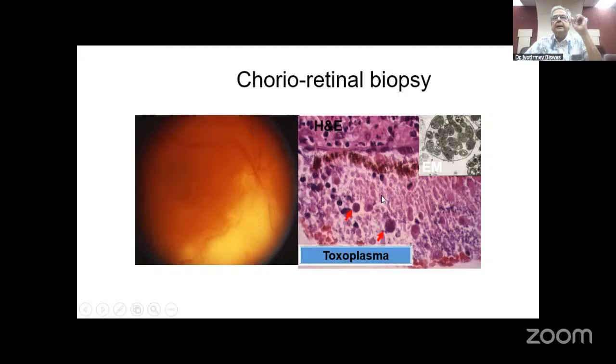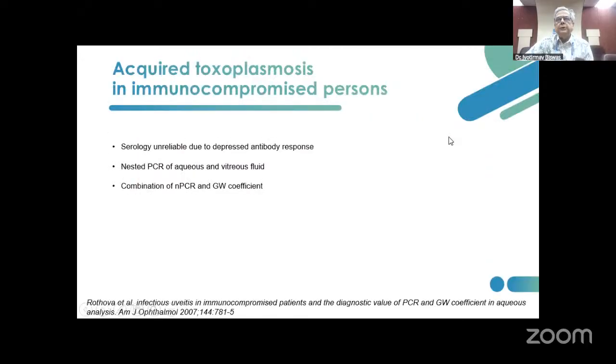That's what is taken. And I wanted to show you, being a pathologist, I can tell you this is the choroid, this is the retinal pigment epithelium, and this is a necrotic retina. Full thickness retinal necrosis is there, and you can see the toxoplasma gondii cysts. Electron microscopically, you can see the whole family of toxoplasma gondii is there. So chorioretinal biopsy can be helpful.